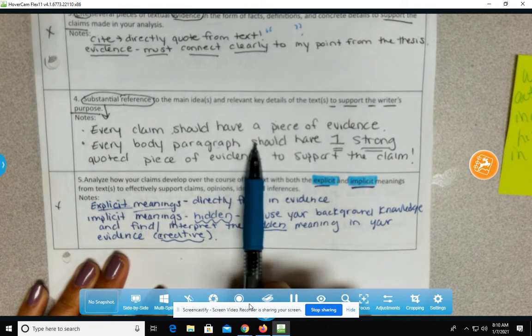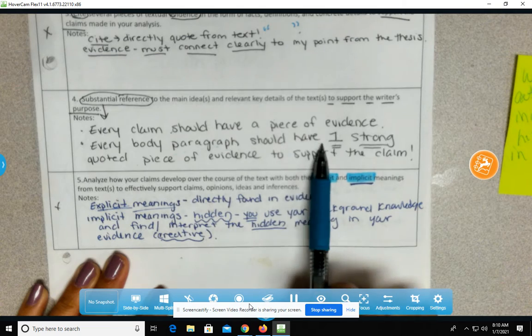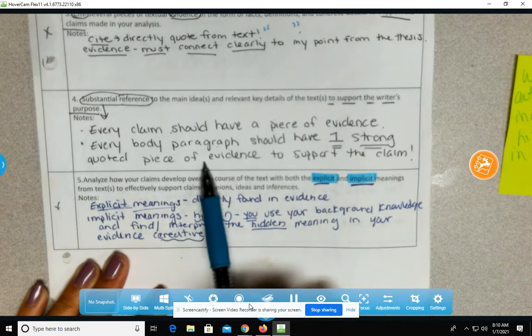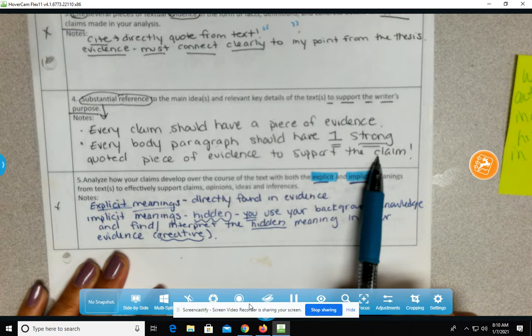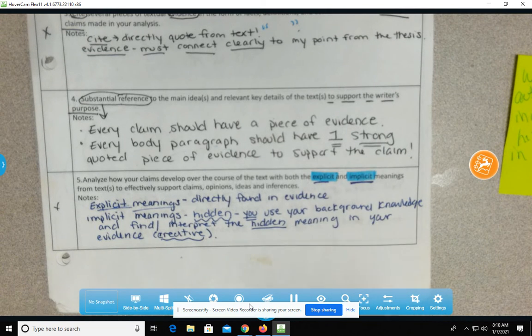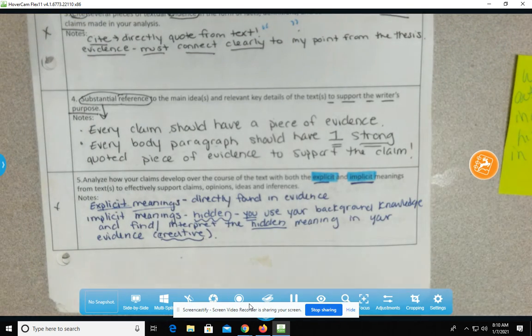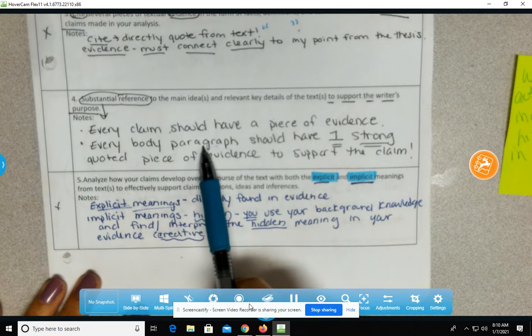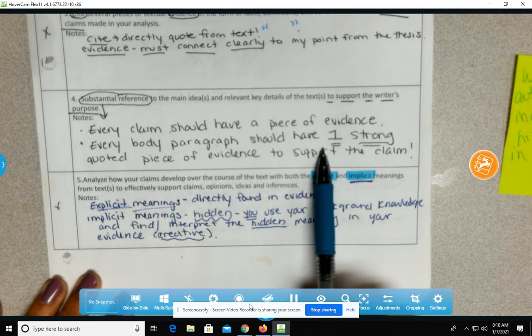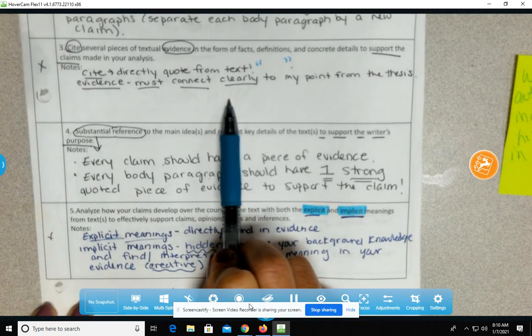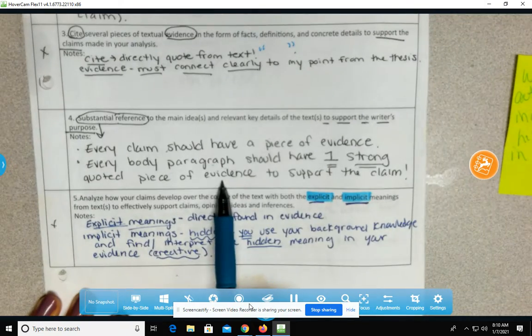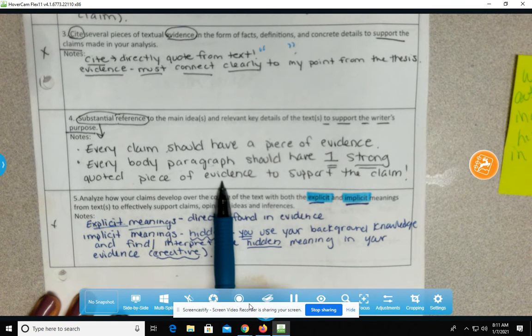If you have a body paragraph, every body paragraph should contain at least 1 strong quoted piece of evidence to support it. Remember, those claims are your mini thesis statements. Your thesis statement is all of the stuff you're going to talk about in your body paragraphs. Each claim, each body paragraph is a specific reference connecting back to the thesis. So every body paragraph should have at least 1 strong supporting evidence, quoted word for word from the text, that clearly connects to the point we're making in that body paragraph.